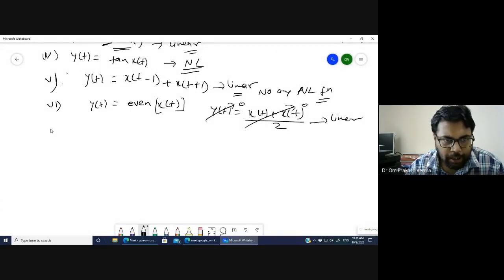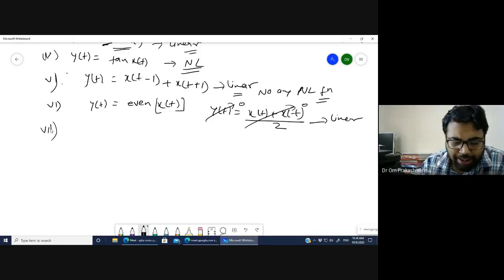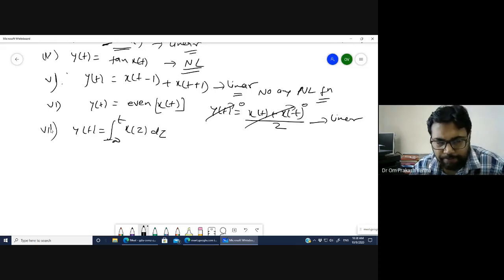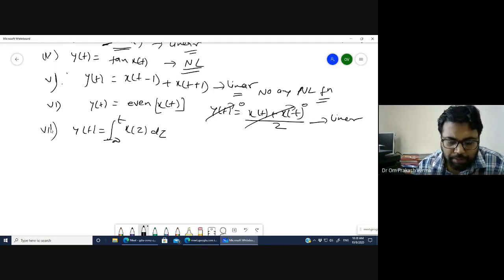Okay, now come to the next problem, 7th. Let's say we have taken y(t) is equal to the integral from minus infinity to t of x(tau) d tau. What is your comment? Linear or non-linear? Always remember, when you put t equal to 0, what will it give? It will also give 0. So the system is simply linear, right?